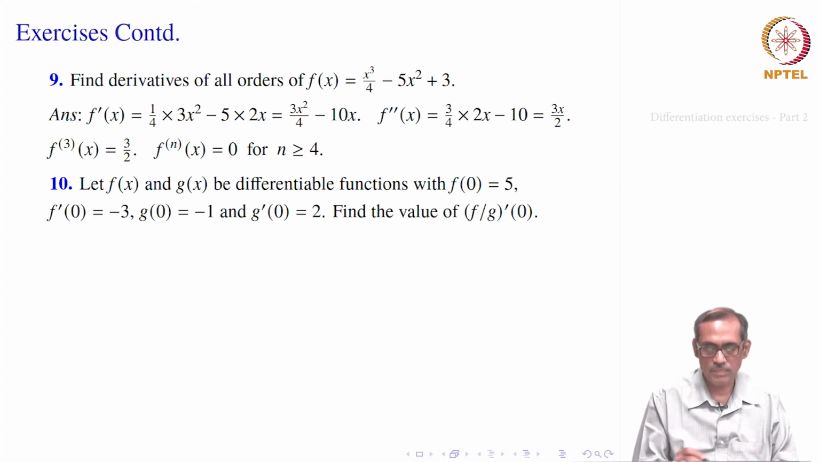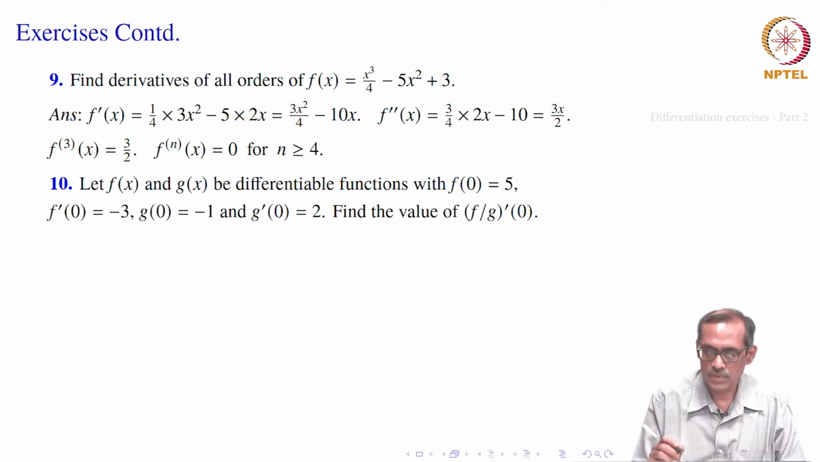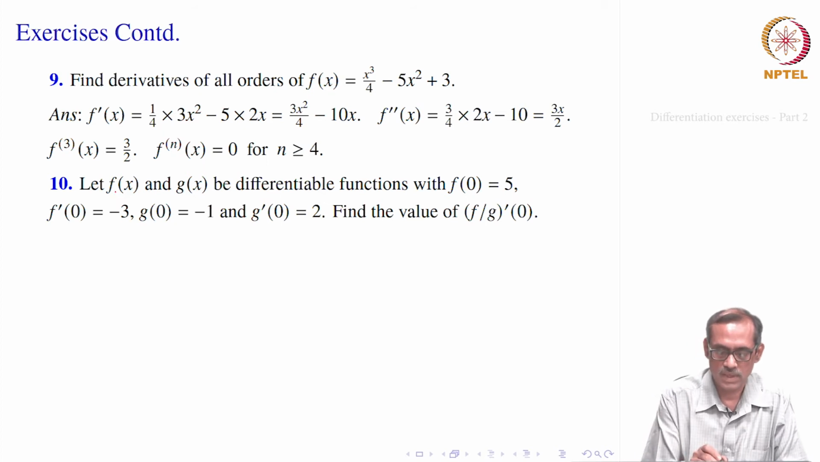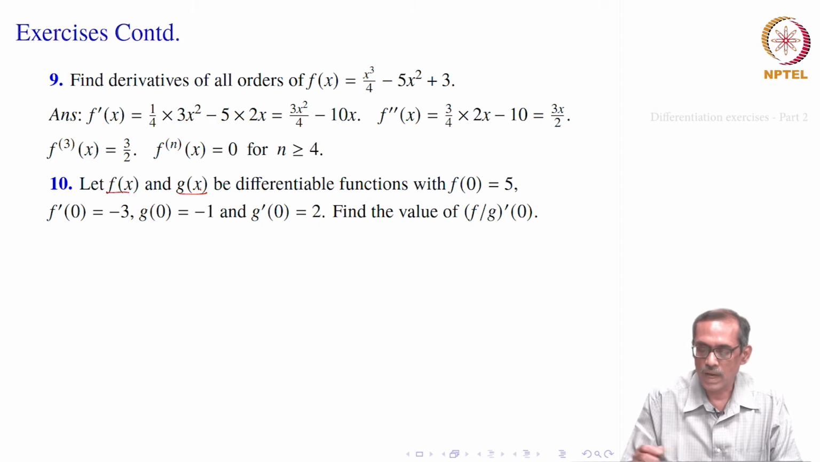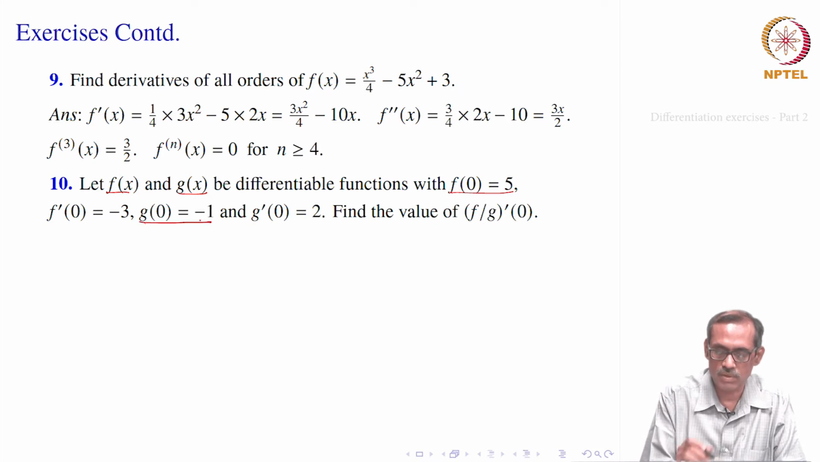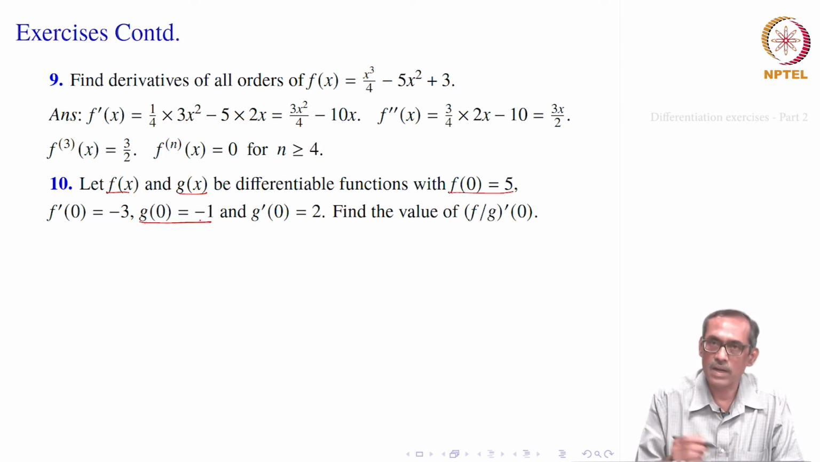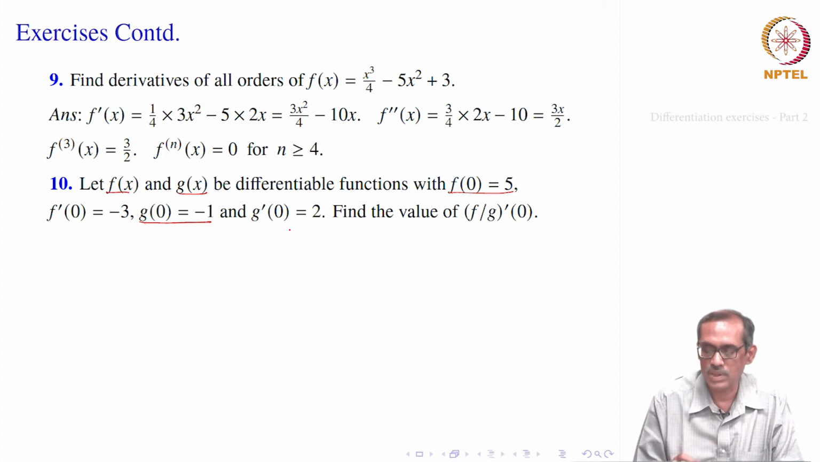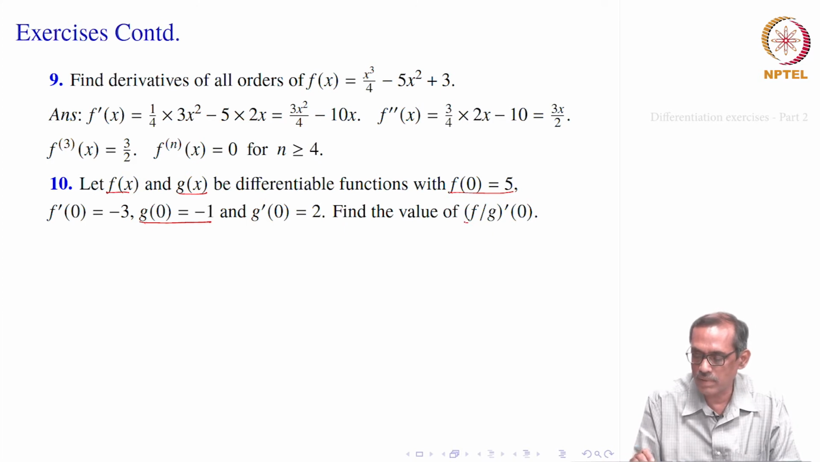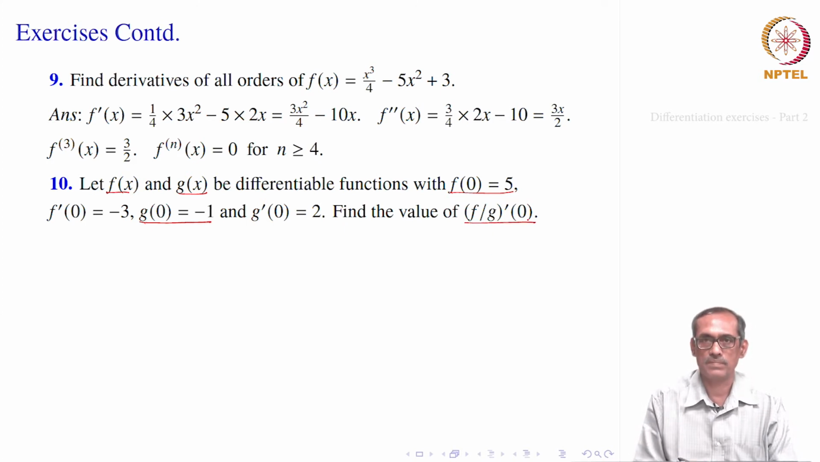We go to next problem. Suppose we have two differentiable functions, f of x is differentiable, g of x is also differentiable, and it is known that f of 0 equal to 5. Similarly, we know g of 0 equal to minus 1, and also we know the derivatives at 0, that is f prime 0 is minus 3 and g prime 0 is 2. We want to compute the value of the derivative of f divided by g at 0.